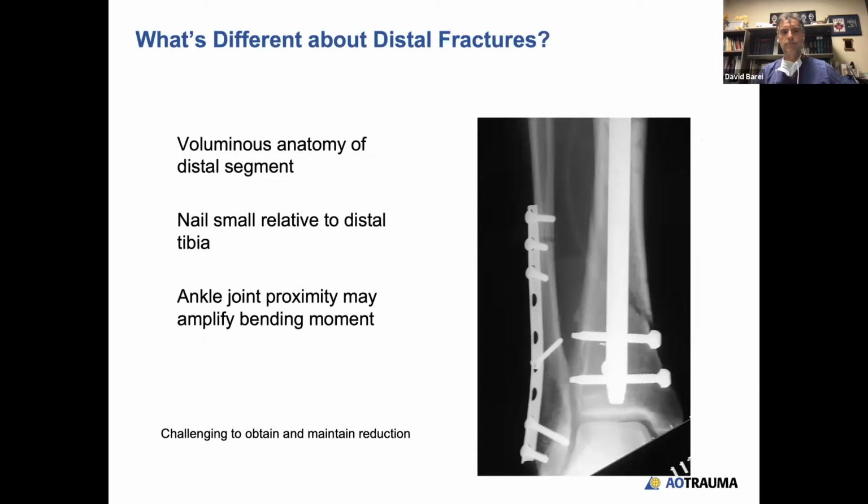That one, maybe you would consider if it had metadiaphyseal extension of significance that you could maintain with a medullary device. And of course, what's different about these fractures is, as you get more and more distal, the nail starts to swim more and more in the distal metaphyseal cancellous bone. Now if you add on top of that that the cancellous bone has been fractured, that creates even more challenges to put the nail in the right place. The nail is small relative to the distal tibia. And as you get closer to the ankle joint, perhaps there's some amplification of the bending moment, which can create further instability. So the challenge is to obtain and maintain that reduction with these devices.